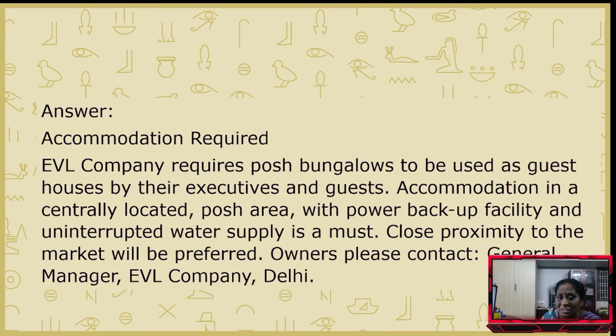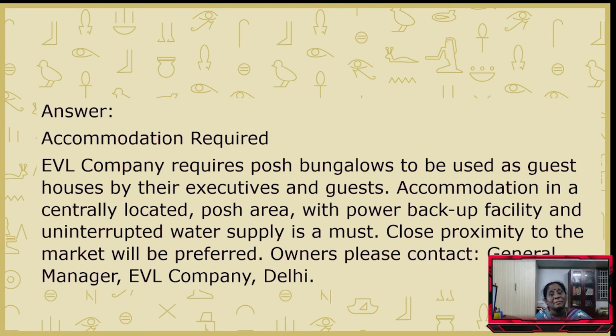You say, "Accommodation required. E.V.L company requires posh bungalows to be used as guest houses by their executives and guests. Accommodation in a centrally located posh area with power backup facility and uninterrupted water supply is a must, and it should be very close to the market or to the railway station or to the airport." Whatever you want, you just mention.